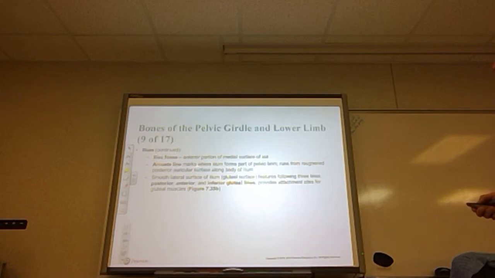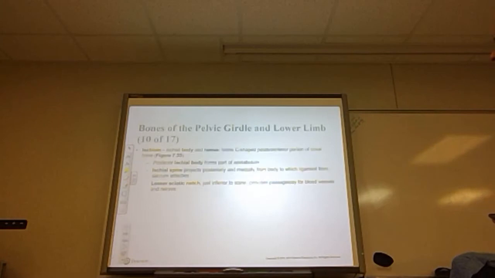The arcuate line marks where the ilium forms part of the pelvic brim, which runs from roughened posterior articular surfaces along the brim of the body of the ilium. Smooth lateral surface of the ilium, the gluteal surface on the backside, features 3 lines. You have the posterior, anterior, and inferior gluteal lines, which are attachment sites for the gluteal muscles. The ischium is made up of the ischial body and the ramus.